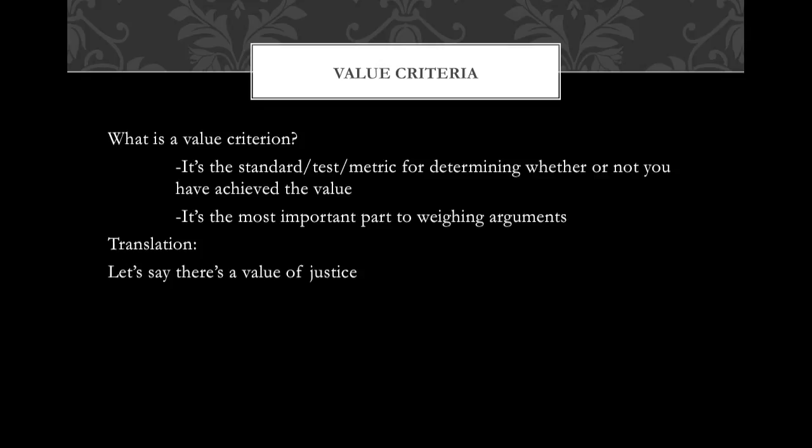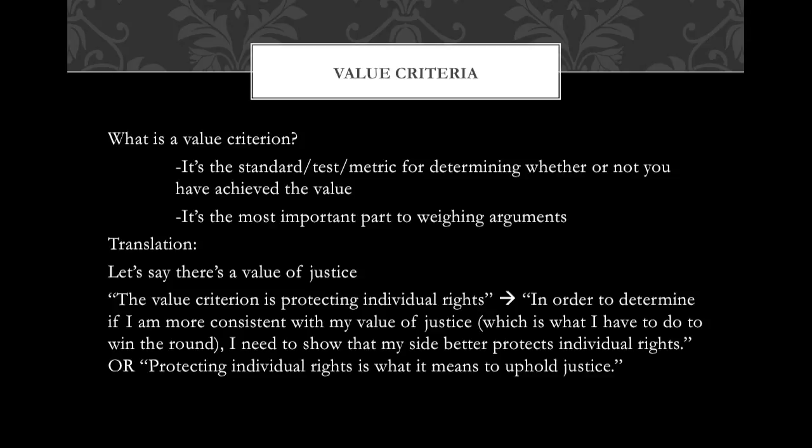Let's say that the debater is already given a value of justice. And then what they say is the value criterion is protecting individual rights. What this means is that in order to determine if I'm more consistent with my value of justice, which is what they argued is the most important thing to win the round, I need to show that my side better protects individual rights. In other words, they're arguing that protecting individual rights is what it means to uphold justice.